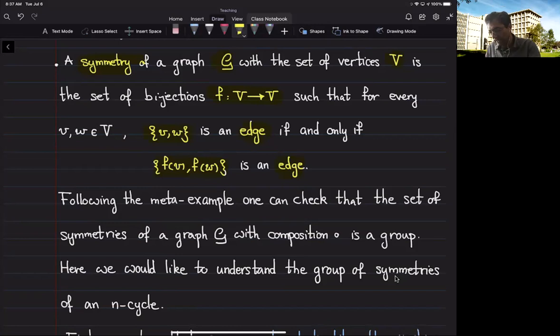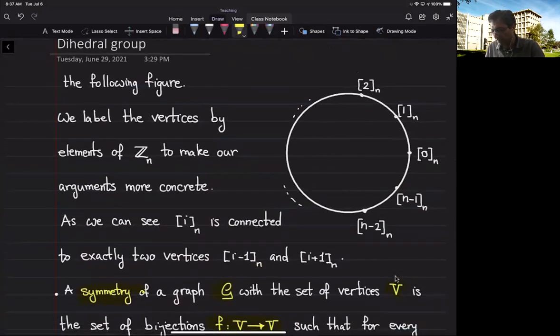So if edges are going to edges and that's it, then we call this a symmetry of this graph. Now, we are given this graph here, and for our argument, it would be nice to label this graph using elements of Z sub n. We are going to label it using this group, Z sub n, the set of integers modulo n. I'm going to label them one after another by elements of Z sub n. So that would be the residue class of 0, then residue class of 1, residue class of 2, and so on.